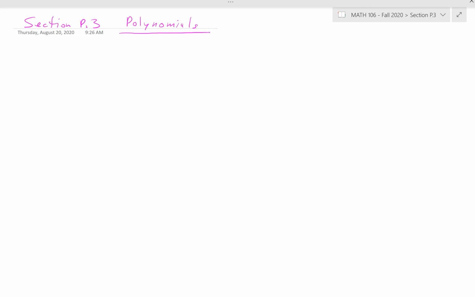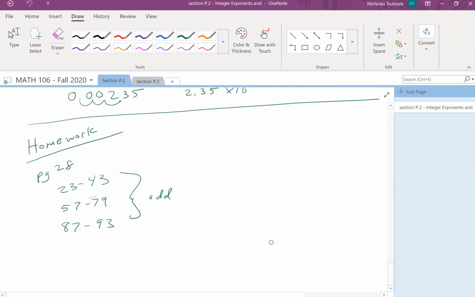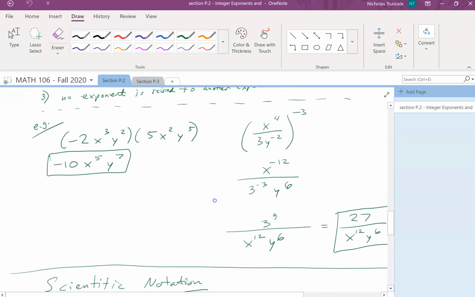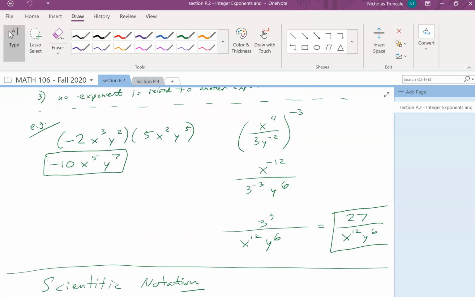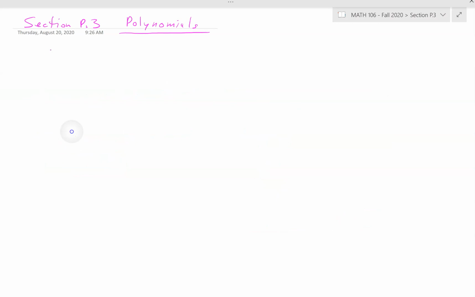So we've been dealing with polynomials in this previous section. If you have a single term, any of the ones we just did in Section P2, let's find a good example here, like -10x to the 5th y to the 7th. That is a polynomial of a special type, and they're called monomials, when you only have one term of the polynomial. So just so I don't have to write polynomials all the time, I'm just going to write poly of one term.